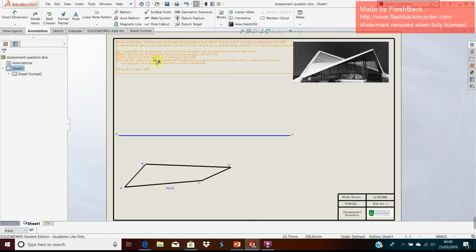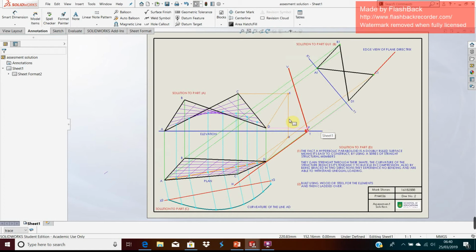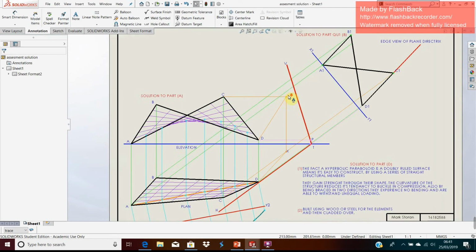Part B then is find the traces of the plane director for the edges AB and CD. Now this question was kind of thrown in at the deep end. So what they have to do is use the same construction method for showing skew lines as parallel. So basically the lines AB and CD are just 2 skew lines anyways. So what they're doing is making a copy of the line AB from point D. So that line there is parallel to that line, and they take a level line then from C to cut that line they've brought out from D. So that'll give us point X in our elevation.